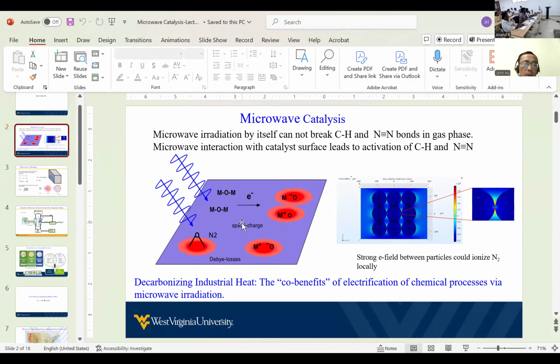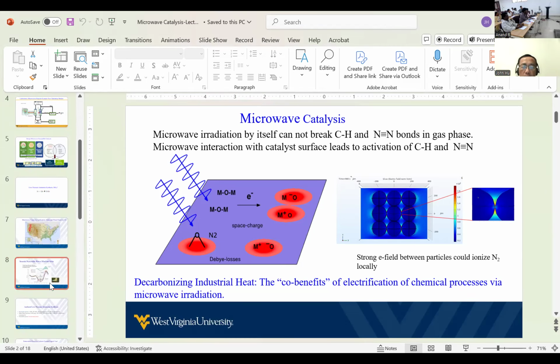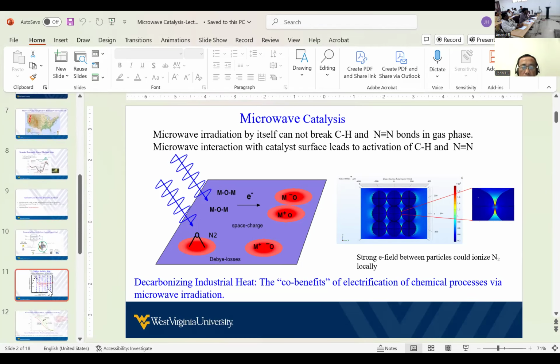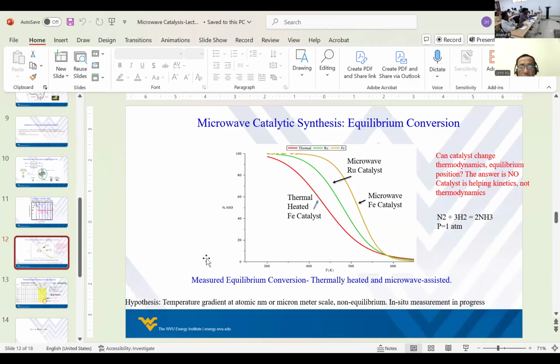That means if you look at the reactor as a body by itself, it looks like it's one temperature. However, on the catalyst, it's just different temperatures. It's all over the place. There are millions of places where the temperatures are different. So that's why it's non-equilibrium. So on the catalyst surface, if you look at it on the micro scale, it's non-equilibrium. So that's why when you measure the equilibrium, you see the different curve. So yes, that's how the microwave works.